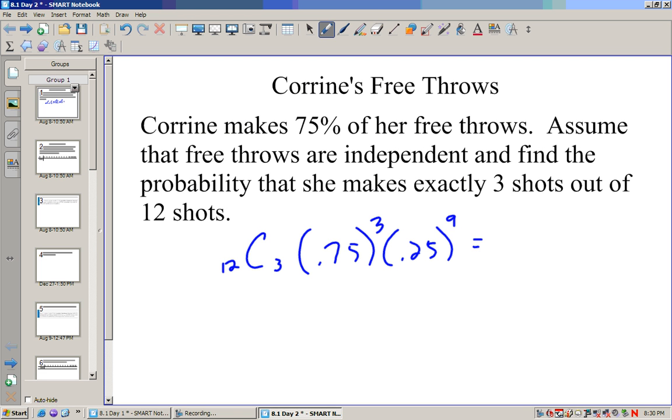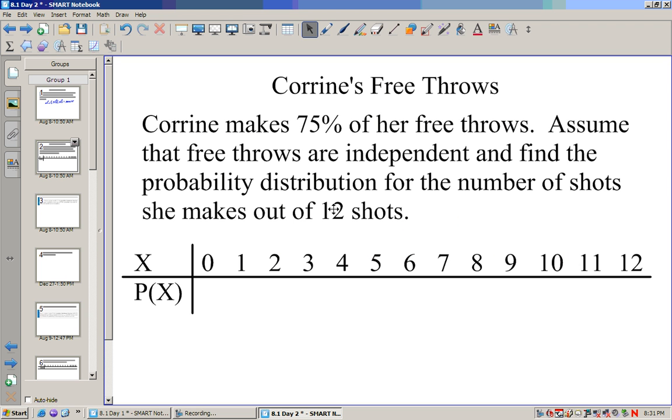All right, if we figure this out, it should be a very small, probably 0.00035. So it's very, very improbable that she'll only make 3 out of the 12 shots if her probability of making a free throw is actually 75%.